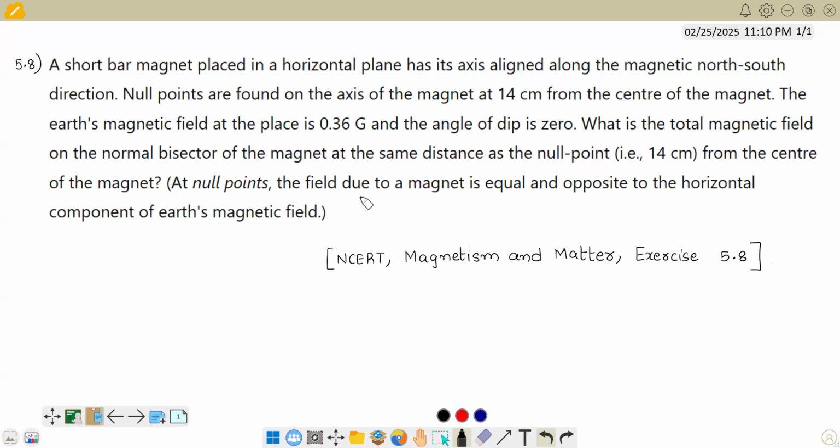At null points, the magnetic field due to the magnet is equal and opposite to the horizontal component of Earth's magnetic field. So I will give a detailed explanation for this. So this video is slightly going to be lengthy. First, you should understand what he means by the Earth's magnetic field.